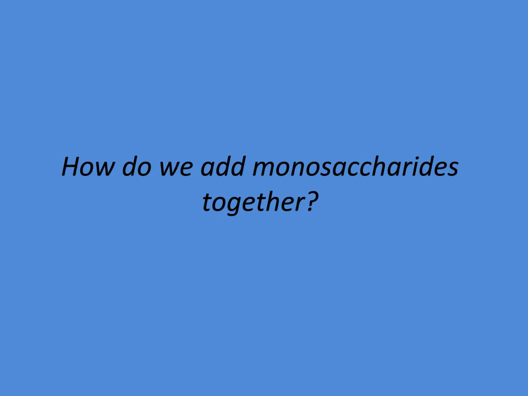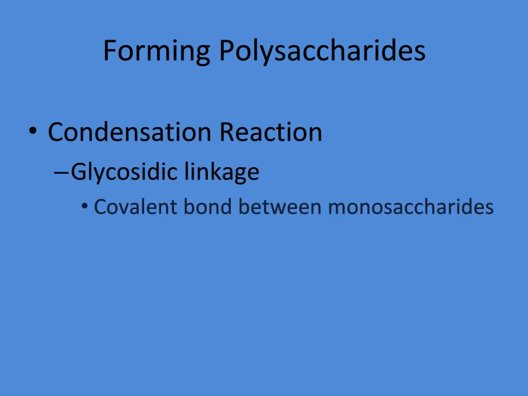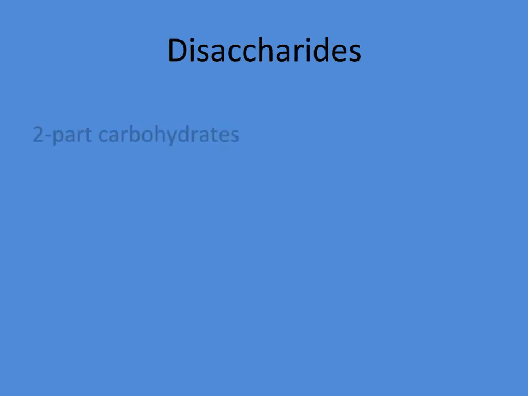So, if monosaccharides are the monomers of carbohydrates, how are they added together to form polymers? By a condensation reaction, of course. In carbohydrates, the covalent bond that forms between the monosaccharides is called a glycosidic linkage. Let's look at what we can form when two monosaccharides are joined. Disaccharides are carbohydrates composed of two monosaccharides joined by a glycosidic linkage.